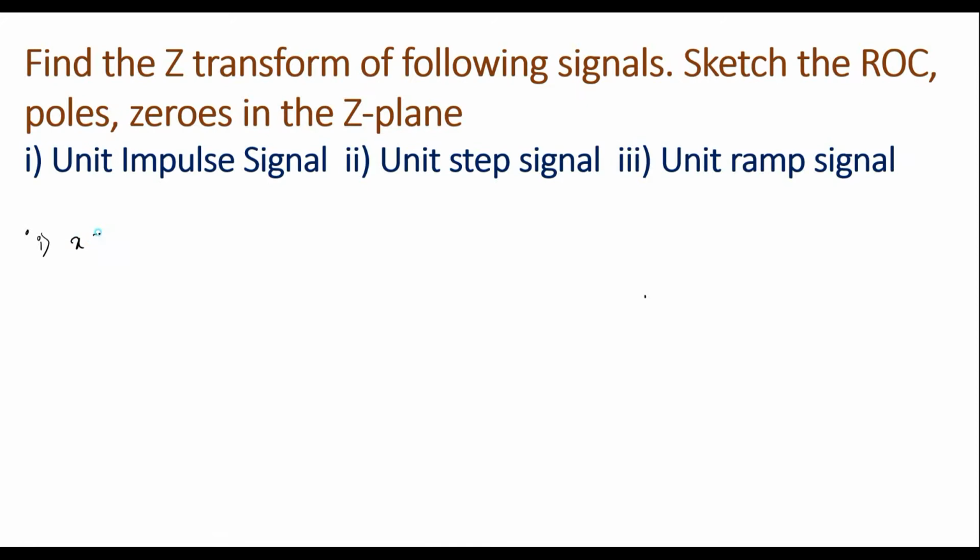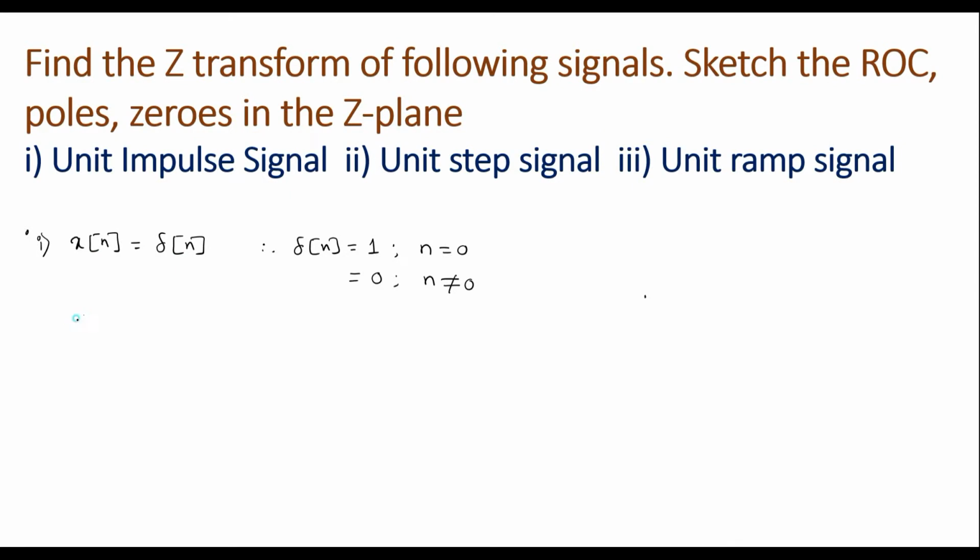So let the signal x of n be the unit impulse signal delta of n. We need to find the Z transform of delta of n. We know that delta of n is equal to 1 if n is equal to 0, and its value is 0 where n is not equal to 0. Now we'll find the Z transform of delta of n.